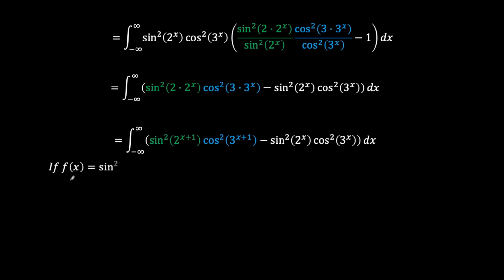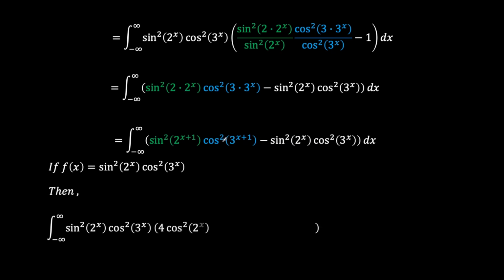So if we say f(x) is the same as sine squared 2 to the power x times cosine squared 3 to the power x, then what we can see is that our integral here, which is the same as that complicated integral we're given at the beginning, is the same as the integral from x equals negative infinity to positive infinity of f(x plus 1) minus f(x), since this is f(x), right?